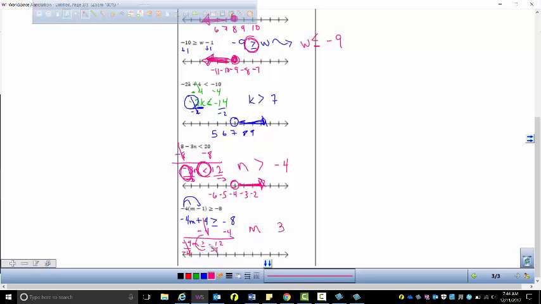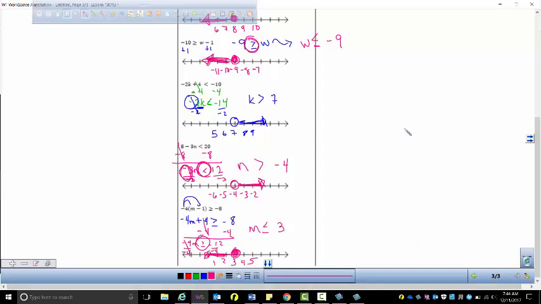Then I have to look at my symbol. My symbol has to change because I had a negative with the letter. So I get 3. Here I have 4 and 5. And here I have 2 and 1. And at 3, I put a circle. It's going to be colored in because it's equal. And it's going to go to the left.